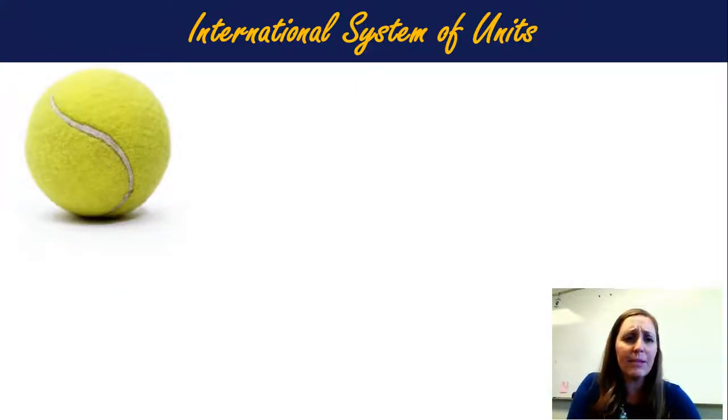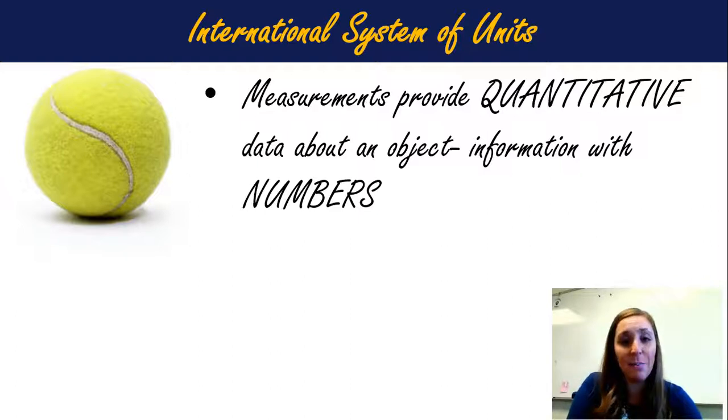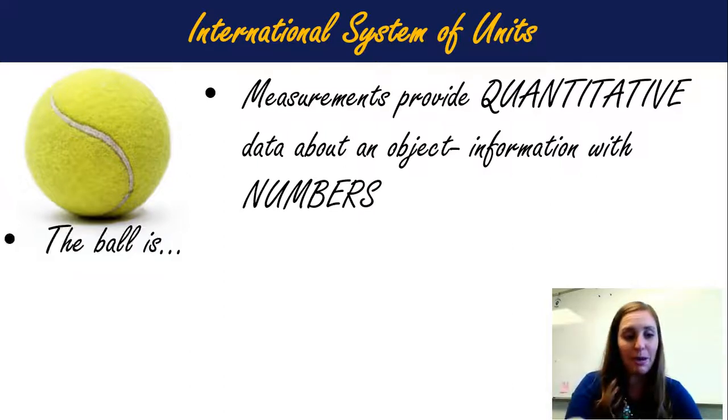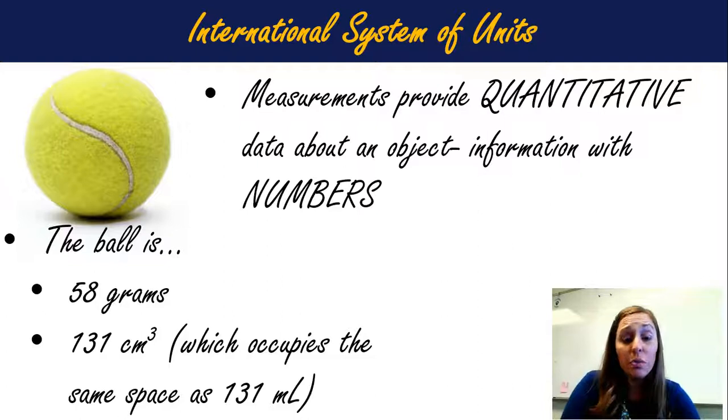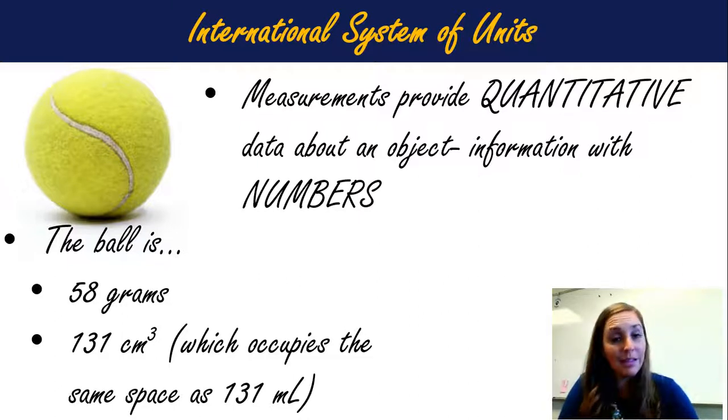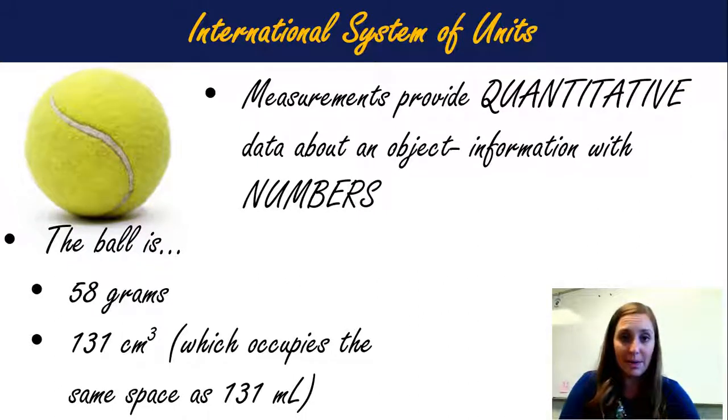All of the things we're learning about today are called quantitative measurements. So measurements that have quantitative values or data, they tell you numbers about that object. So here's a tennis ball. If I were to describe this just by looking at it, I might say, oh, it's yellow. But that's not a quantitative measurement. A quantitative measurement might be 58 grams. Or the fact that it's 131 cubic centimeters, which, as we know, also occupies the same as 131 milliliters, because centimeters and milliliters are the same.